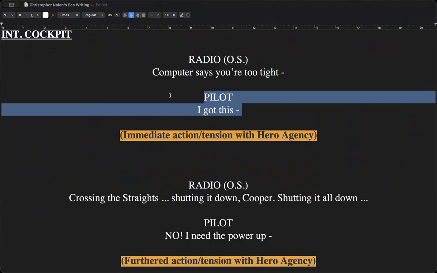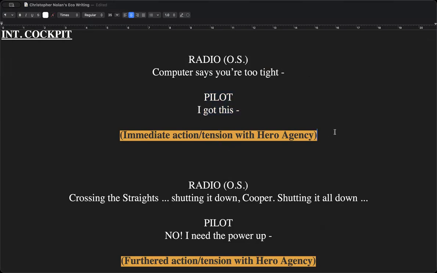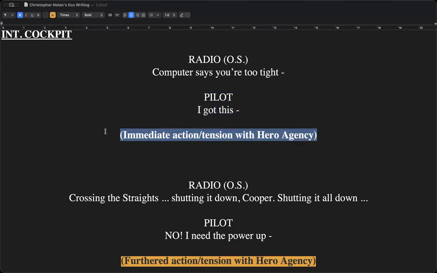Also, by the way, I just want to mention, we're not calling him Cooper, we're calling him Pilot, which is a great way of establishing hero agency. Let me not give you a name. Let me give you his agency. Let me give you this way that he explores, which is that he's a pilot. Let me give you that immediately before I give you his name. What's more important is that you get his agency. His agency is that he's an explorer. He's a pilot. So we have immediate action tension with hero agency.